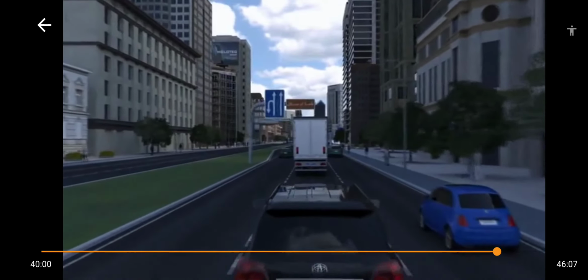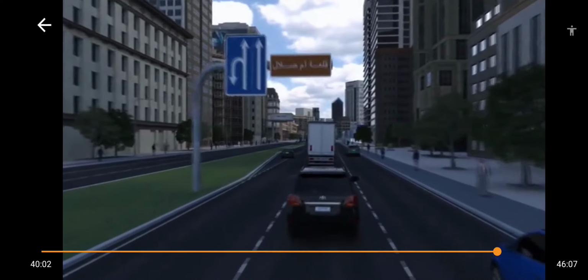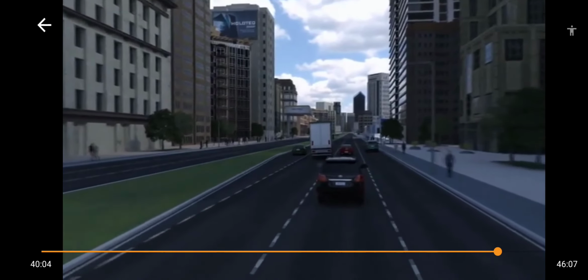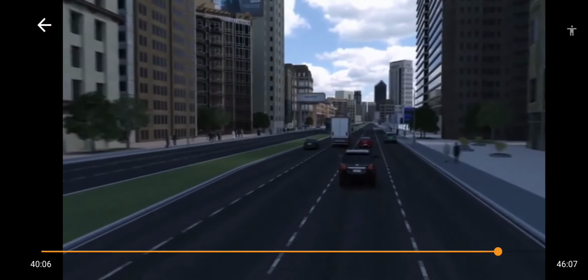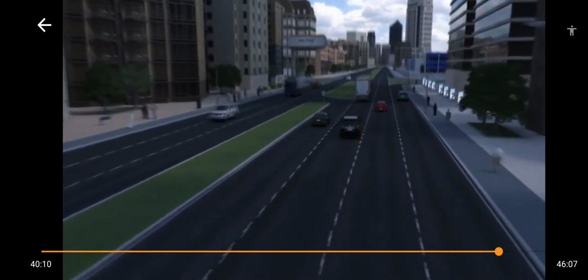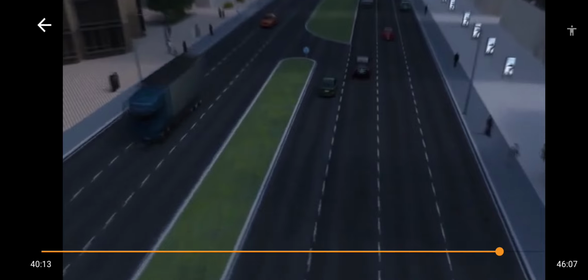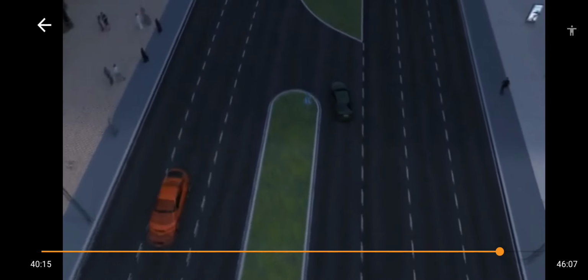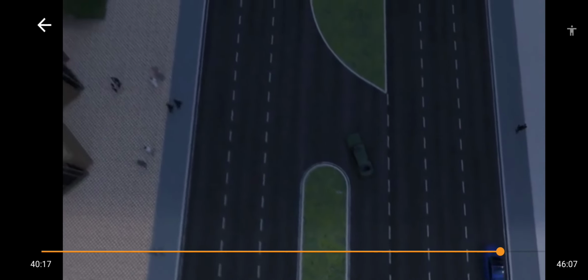Rule number 6. When entering the opposite side of the main road from a storage path, the driver has to give way to the opposite vehicles. Priority of passing in the picture is given to the white vehicle, then to the green one.